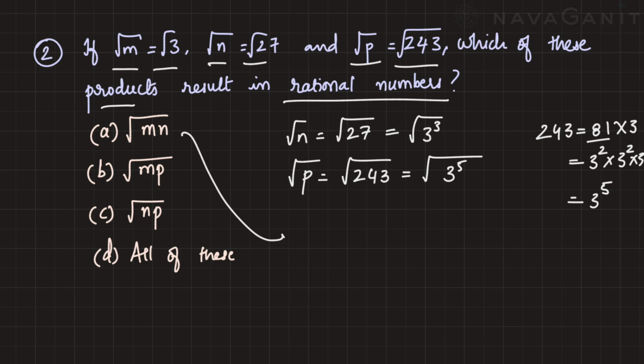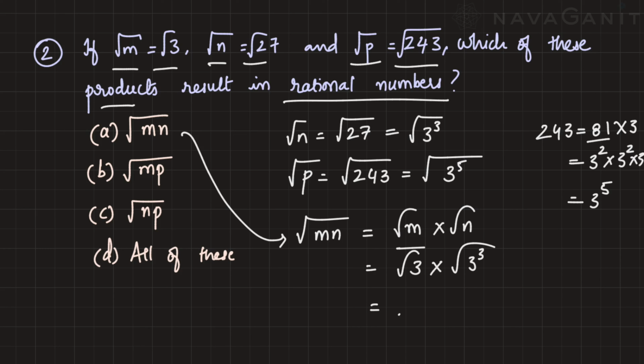Now what is square root of mn? This is nothing but square root of m multiplied by square root of n. Square root of m is square root of 3, multiplied by square root of n, which is square root of 3 cubed. That is square root of 3 to the power of 4, which is nothing but 3 squared, that is 9, which is rational. So square root of mn is rational.